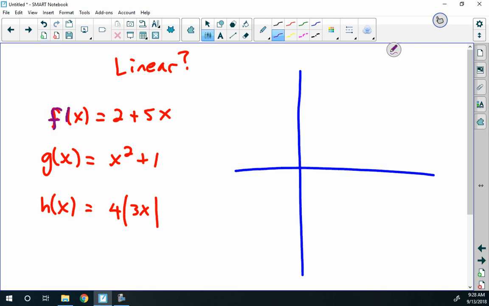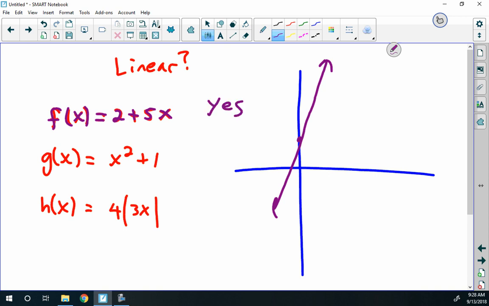So if we look at this f of x, it's 2 plus 5x. Isn't that basically almost slope-intercept form? It's like 5x plus 2, right? So it's going to do something like this. Whoop! Is that linear? Does it look like a line? It is.